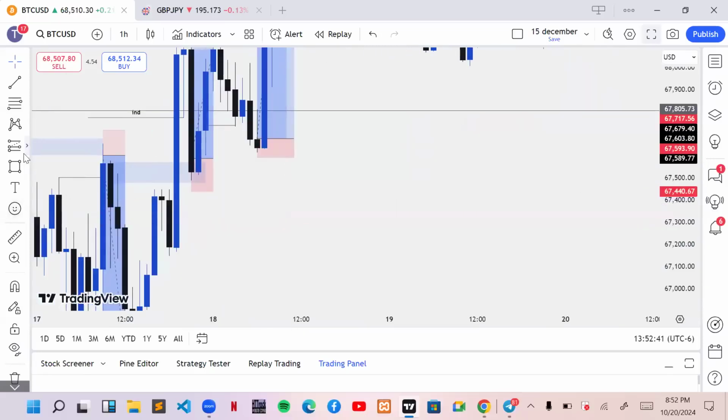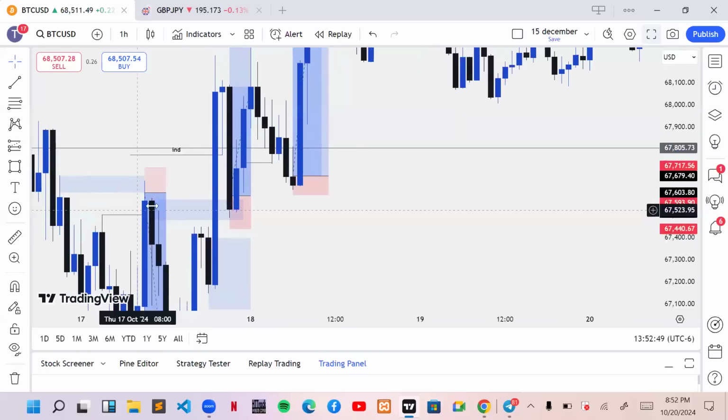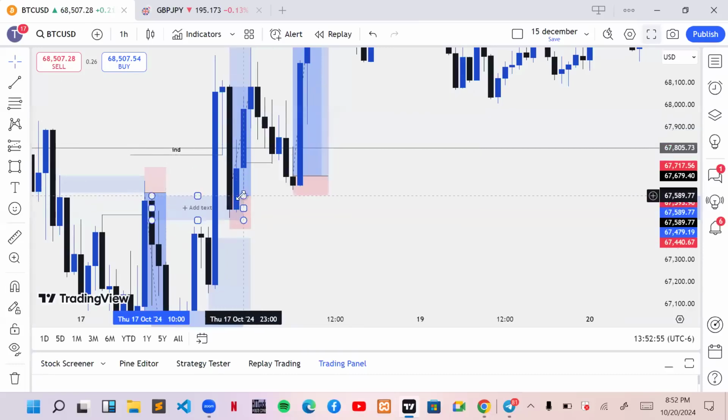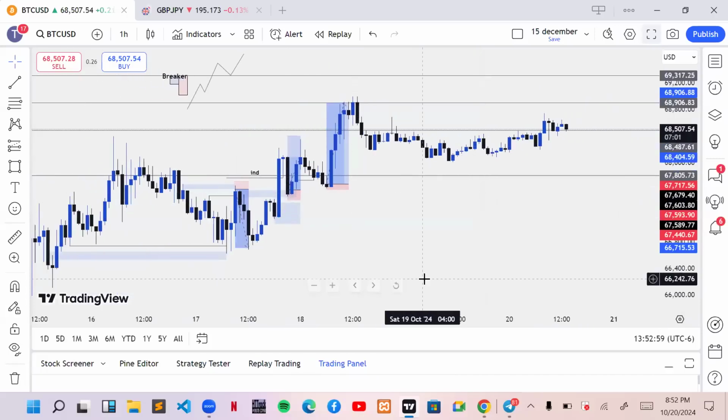There's another block down here, but at the same time, there's a breaker block up here. So the reason I did not pick this other block as my entry was because this breaker block is closest to this inducement that market made right here. That was why I took this trade from this breaker block. And then, as you can see, TP.